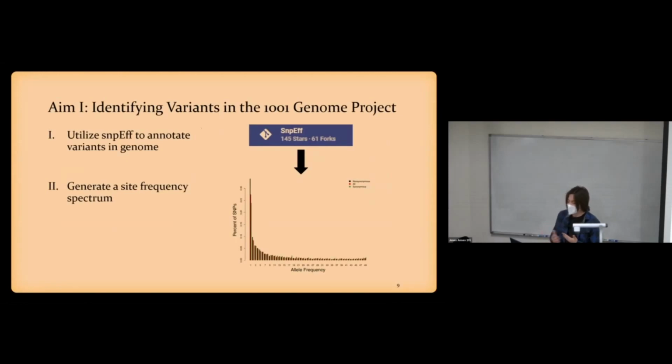Aim one. There's a really excellent software called SnpEff. I mean, I say excellent as in it's finicky at times, but pretty much it goes through a genome and annotates variants in the genome. Now, when we use this software, it also produces something called a site frequency spectrum. As seen here, this is just an example one, not one that we've generated. I just pulled it off the internet, but pretty much it can show you allele frequency from individual all the way up to a population level.